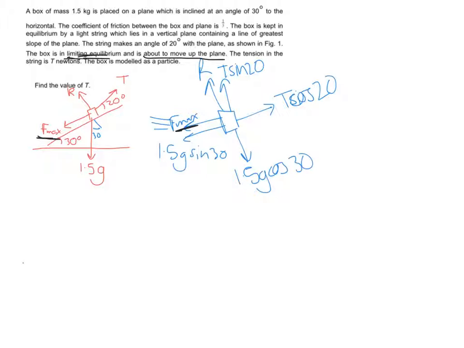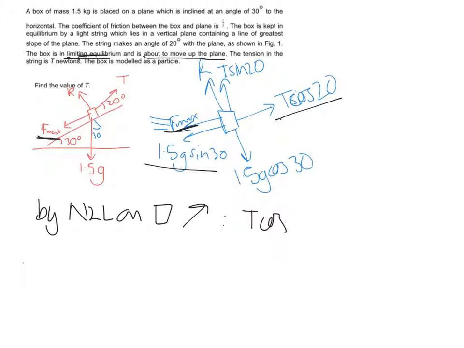Okay, so now we can do N2L, so by N2L on the box, let's go up the slope first. So the resultant force in that up the slope direction is this minus this, and it's going to be equal to 0 because the acceleration is 0. So T cos 20 minus F max minus 1.5g sin 30 equals 0.